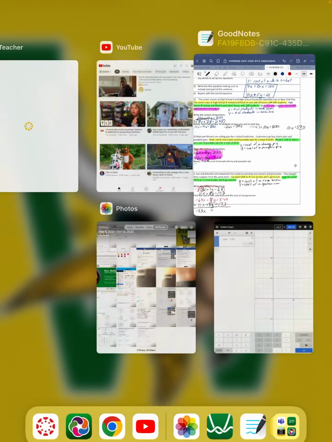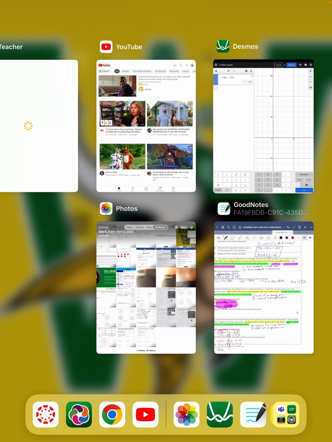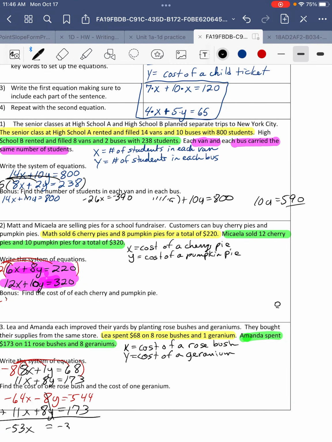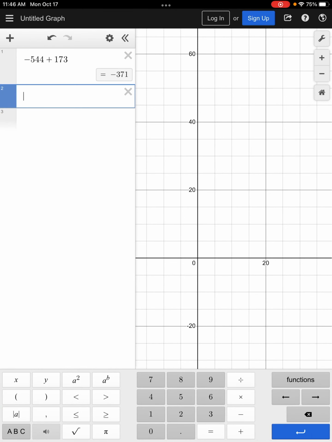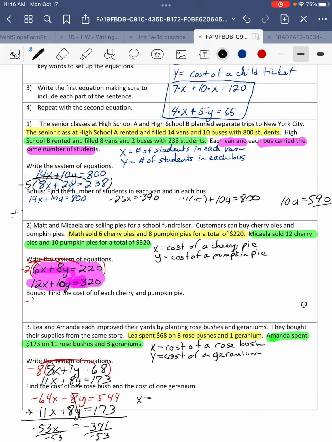Oh, I think I did something wrong. I've got to add 173. Negative 371, divided by negative 53, and we get 7. So the cost of a rose bush is $7. Well, that'd be nice. So each rose bush costs $7.